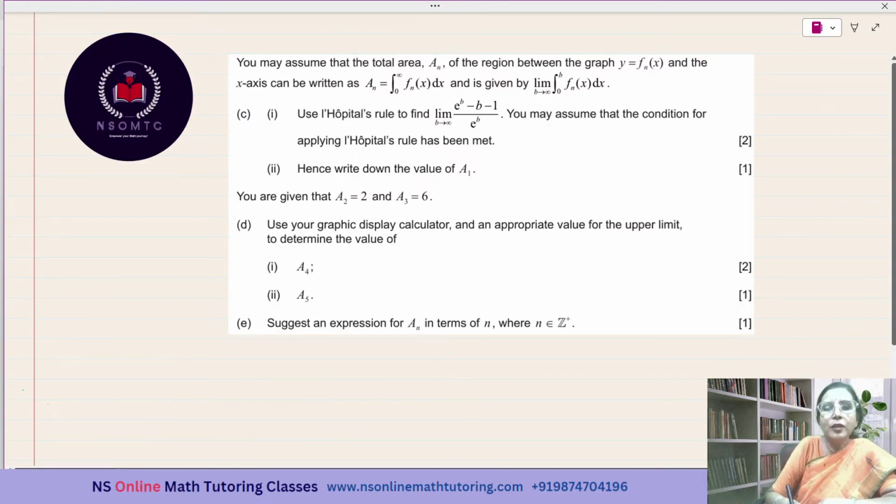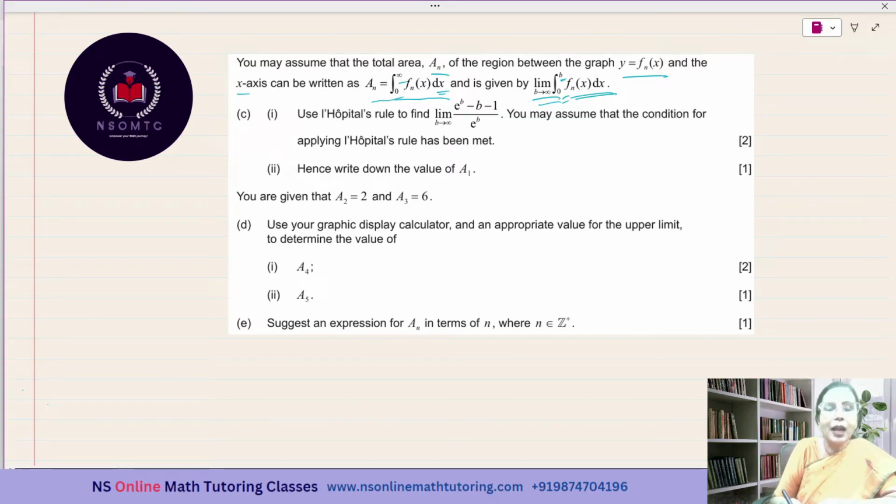You may assume that the total area En of the region between the graph y equal to fn of x and the x-axis can be written as En equal to the integral of fn of x with respect to x, and the limits will be 0 to infinity, and is given by limit b tends to infinity, and the limits are getting changed. The 0 is staying the same, and the infinity over here, it is the b, and the integrand is the same. Okay. Subpart C, it is having two further subparts.